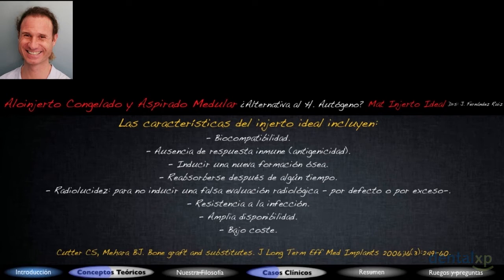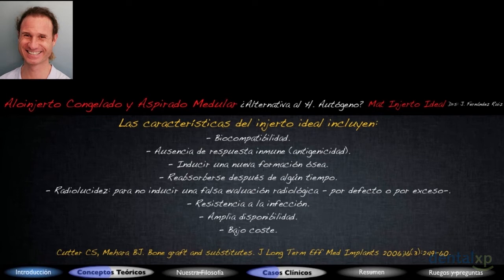But what are the ideal characteristics that we look for when we are working with a grafting, with an osseous graft? I think, going with the article by Cutter, it will first be a biocompatible material, with an absence of an immune response. It should induce new bone formation. It should resorb after a certain time. And it should have some radiolucency as well.